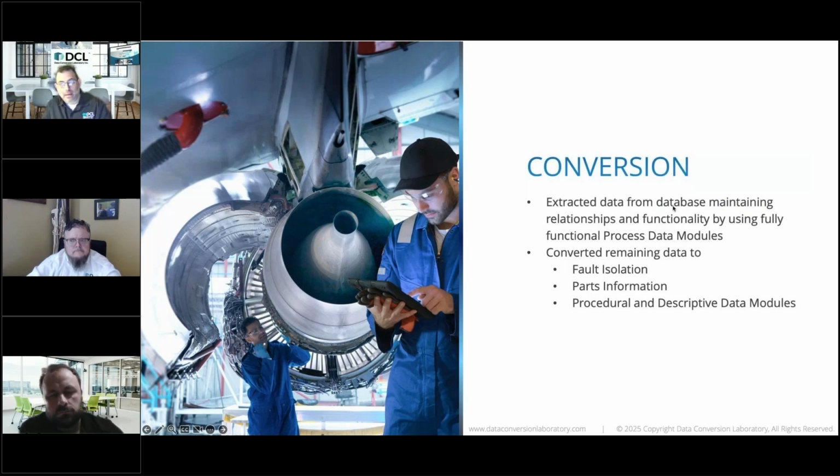We were focusing on the process data module, but a big chunk of the data was also converted to descriptive, procedural, IPD, and fault isolation. So it did require seeing how the data is functioning in the item and deciding which data type it needs to be. Next slide, please.